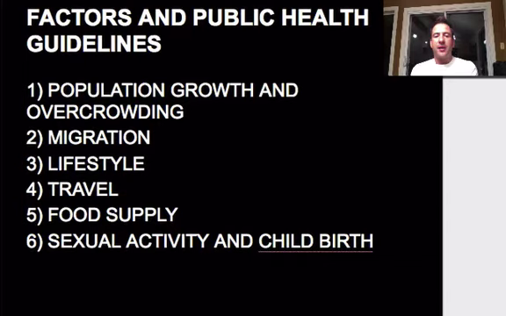Now, factors and public health guidelines. Okay, so what are some factors in public health guidelines that we see? Well, 1, population growth and overcrowding. Okay, so we have to monitor that. Okay, migration. Okay, lifestyle, travel, food supply, sexual activity, and childbirth.